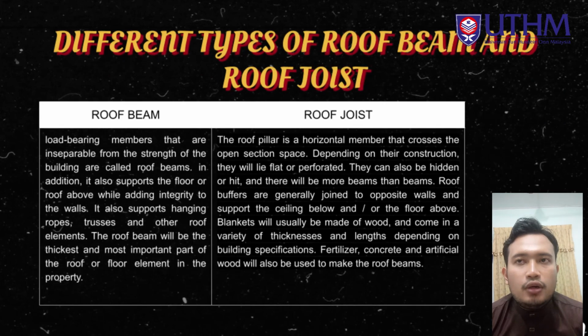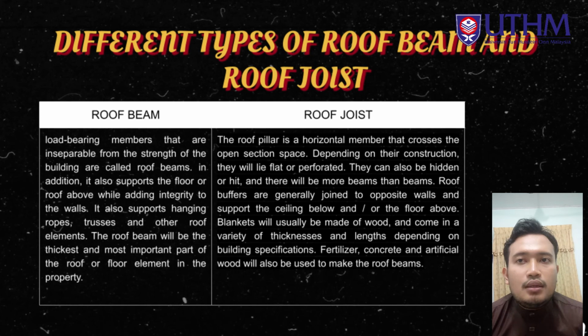Different types of roof beam and roof joist. For roof beam, load-bearing members that are inseparable from the strength of the building are called roof beams. In addition, it also supports the floor or roof above while adding integrity to the walls. It also supports hanging ropes, trusses, and other roof elements. The roof beam will be the thickest and most important part of the roof or floor element in the property.